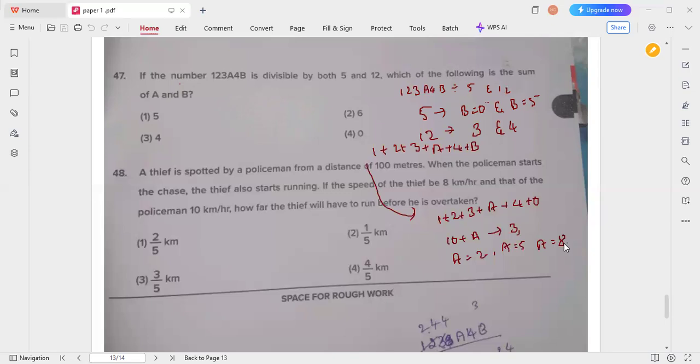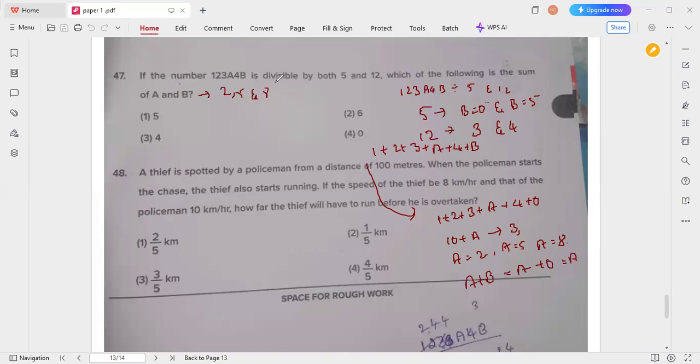So since B is equal to 4, the sum A plus B is A plus 0, that is A only. So if A is equal to 2, A plus B is also 2. If A is 5, A plus B is also 5. If A is 8, A plus B is also 8. So the sum of A plus B will be 2, 5 and also 8.